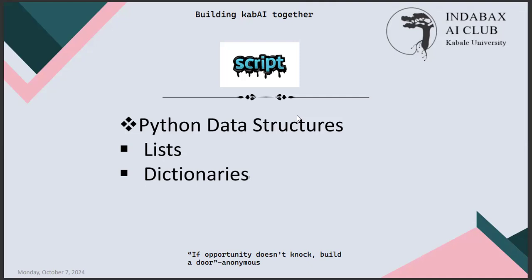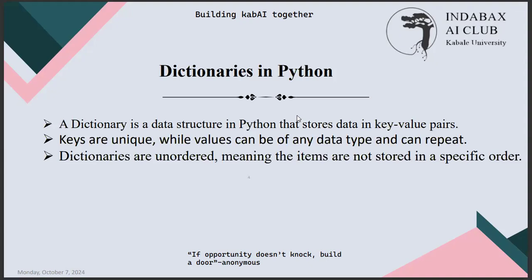So let's get started. A dictionary is a data structure in Python that stores data in key value pairs. Keys are unique, while values can be of any data type and can repeat. Dictionaries are unordered, meaning the items are not stored in a specific order. Look at these three statements here, and they'll give you a clear difference between lists and dictionaries.